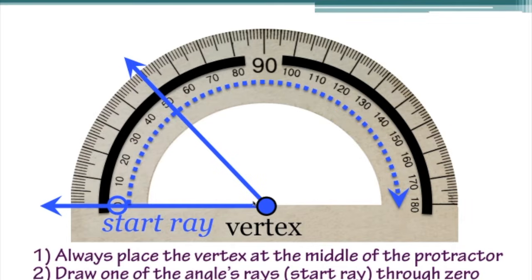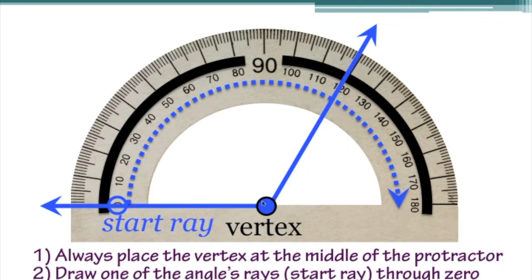How about this one? Again, we'll start at 0. We'll go all the way to the other ray of our angle, and that brings us to 50. So the measure of this angle here is 50 degrees.